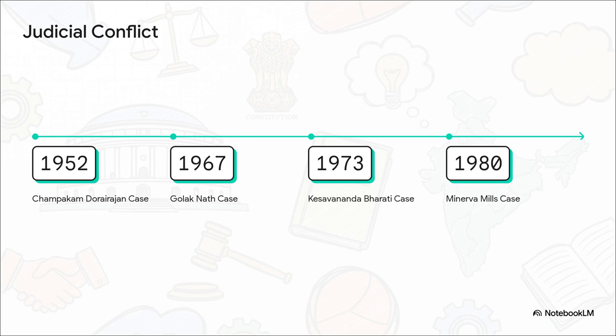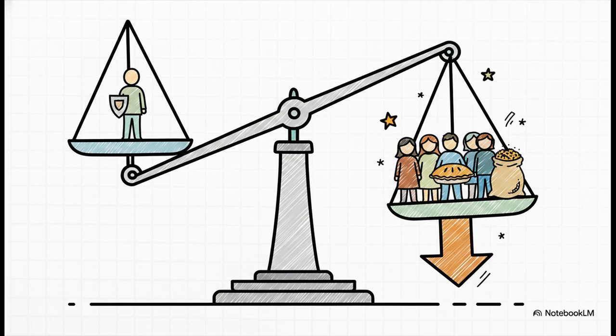The core debate was always, which part is supreme? Parliament kept trying to amend rights to implement welfare policies, while the court kept stepping in to protect individual liberties. And you know what? That conflict resulted in a very specific high-yield exam exception that you absolutely must memorize.